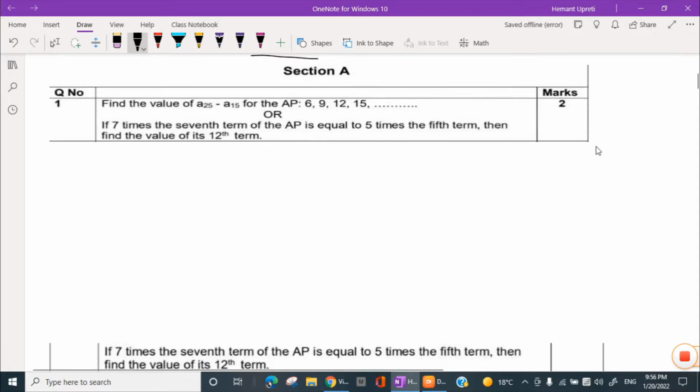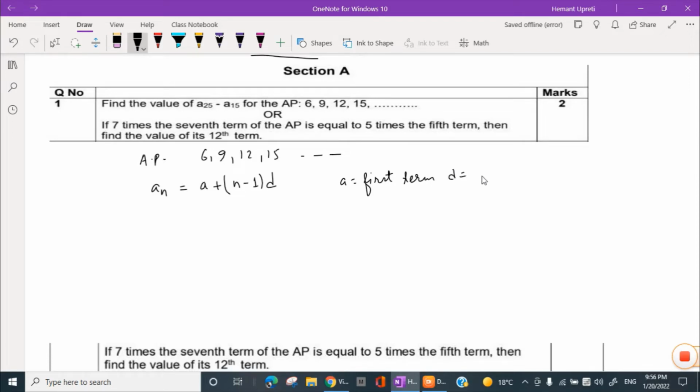तो सेक्शन ए का फर्स्ट क्वेश्चन हम देख लेते हैं। फाइंड द वैल्यू ऑफ A25 माइनस A15 फॉर द एपी। तो आपको एपी दे रखी है 6, 9, 12 और 15। तो जैसा कि आपको पता है, द फॉर्मूला फॉर nth term of an AP is given by a plus n minus 1 into d, where a is the first term, you all know this thing, and d is the common difference.